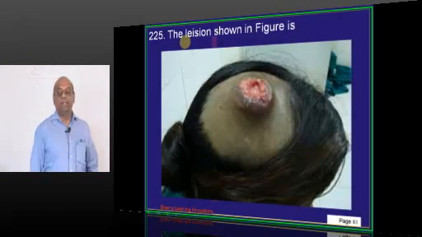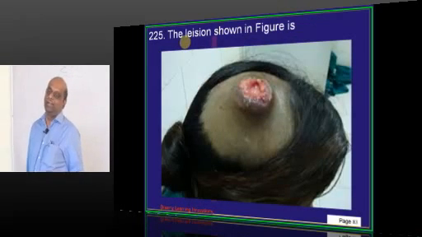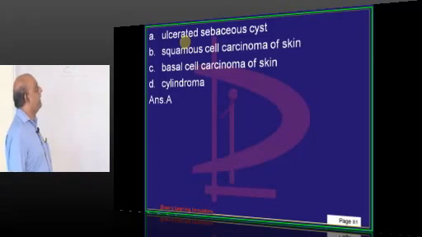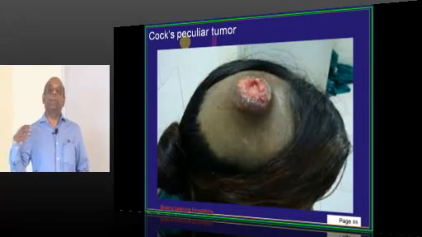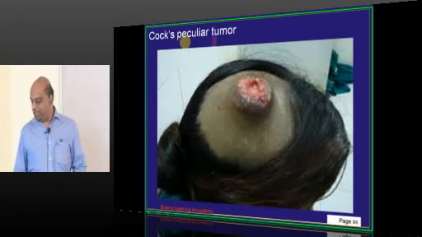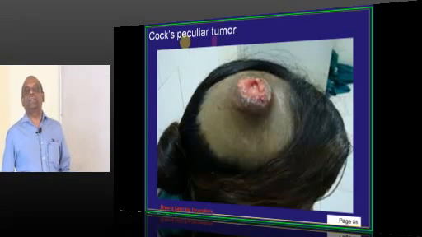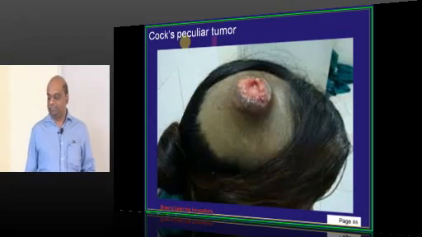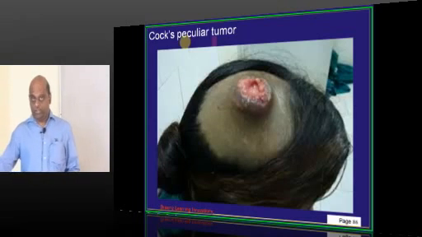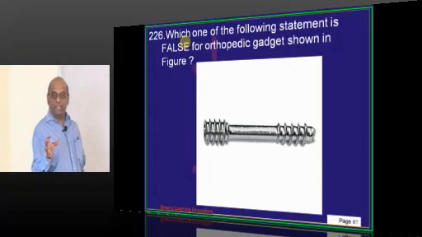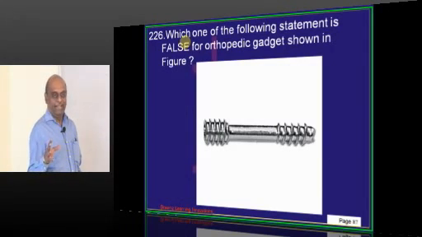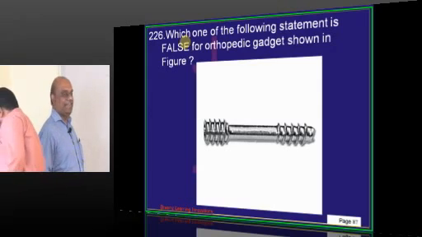Now what is this lesion which is being shown? It is fundamentally an ulcerated sebaceous cyst which is also called Cock's peculiar tumor. It is one of the earliest pages of Bailey and Love, Das and all these books.